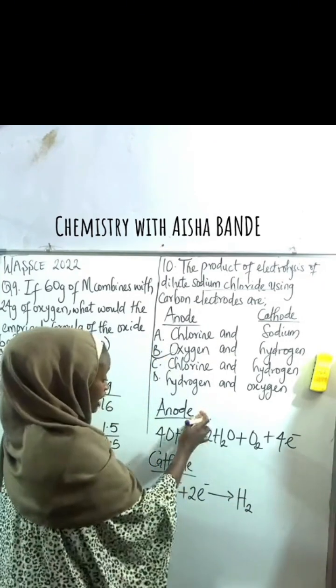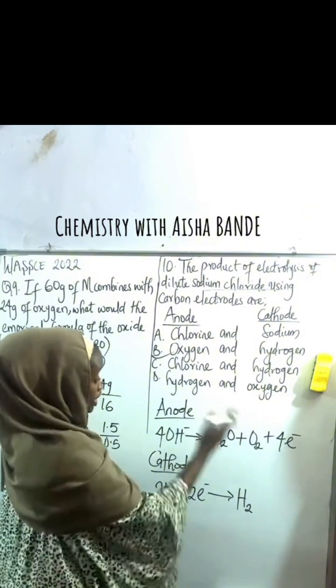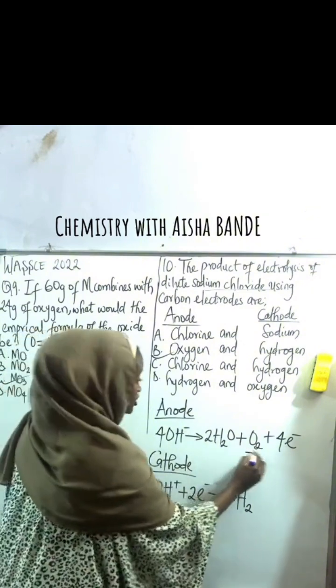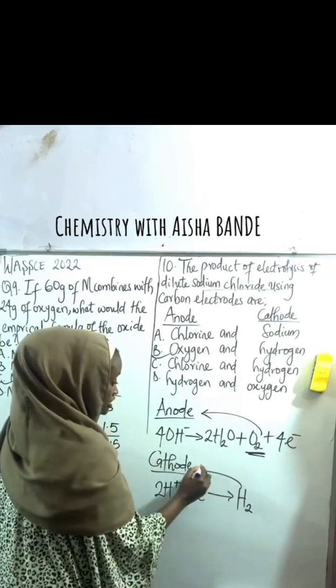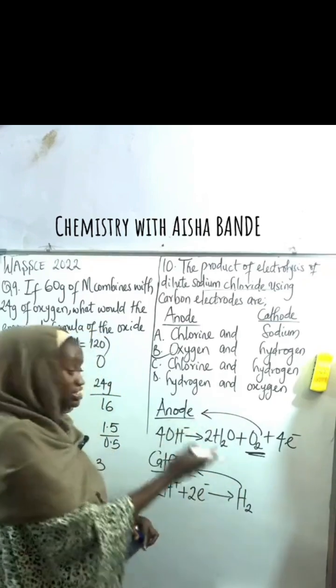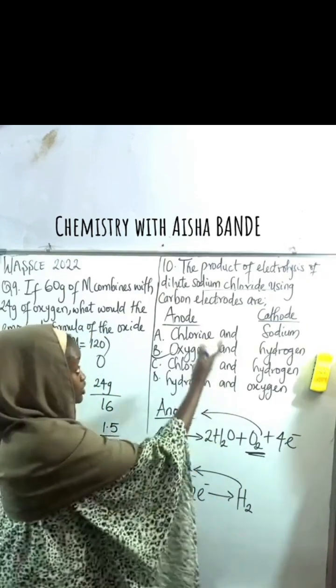So at the anode and at the cathode, the product of the electrolysis is oxygen at the anode and then hydrogen at the cathode. This simplifies and answers the question. That is the answer to question number 10.